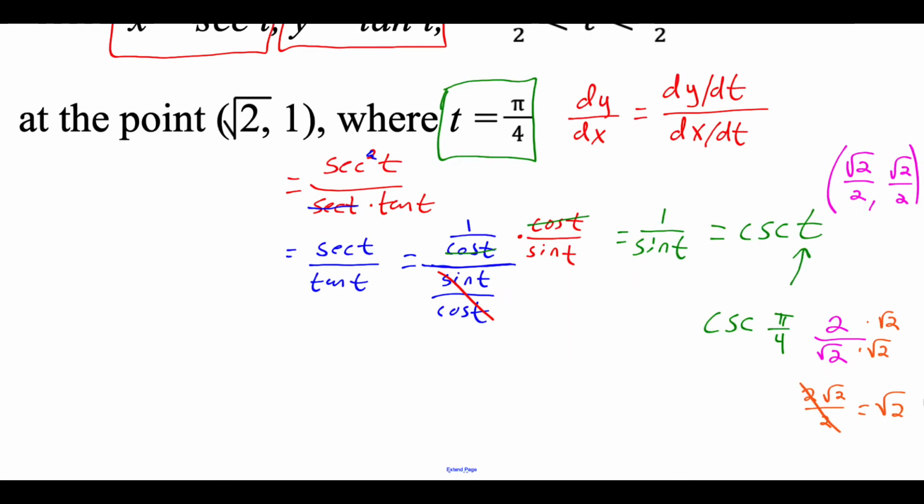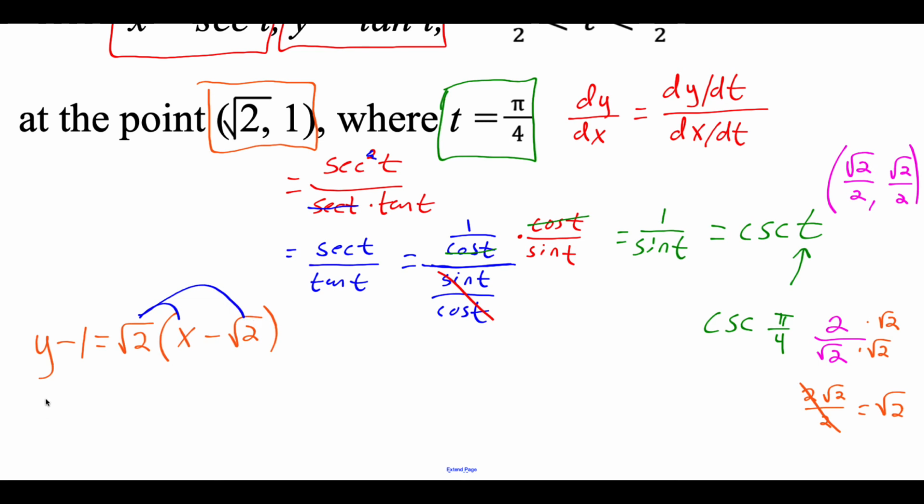Now, we're trying to write out an equation for a tangent line. We were given a point earlier, root 2 comma 1, and we just found the slope using this specific t value of pi over 4. So now we're going to do some point-slope work. I'm going to do y minus the y value from the ordered pair, which is 1, equals our slope, which we just found to be root 2, times x minus the x value from that point, which is root 2.